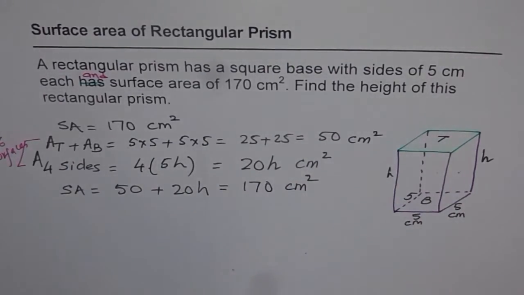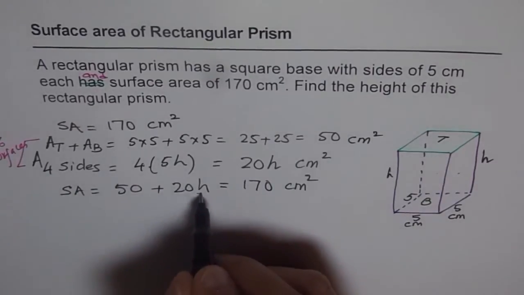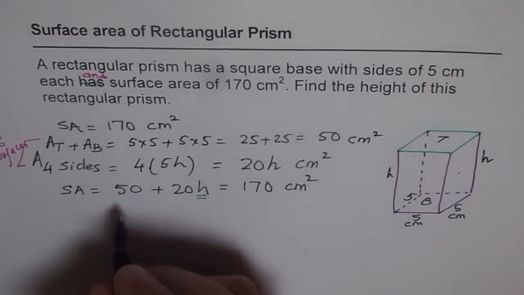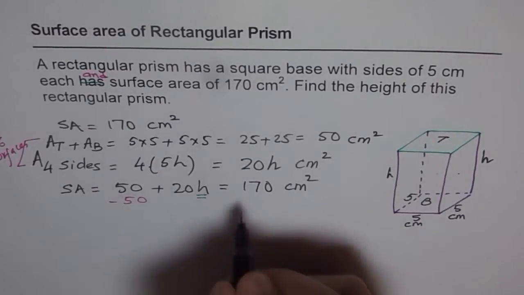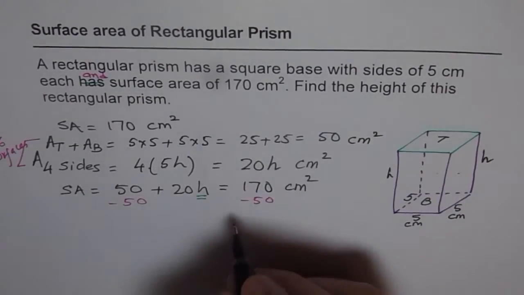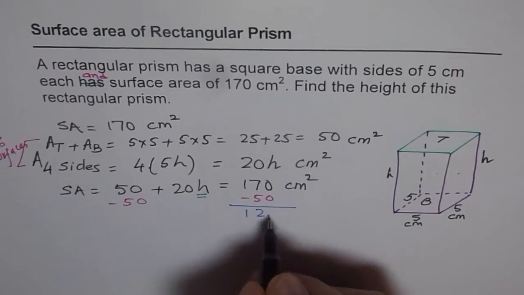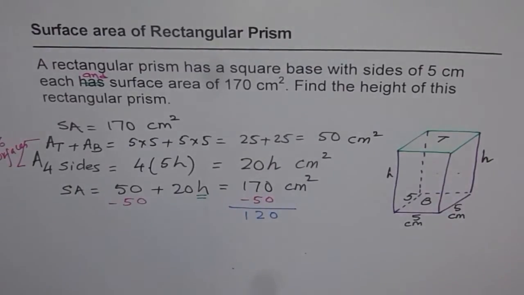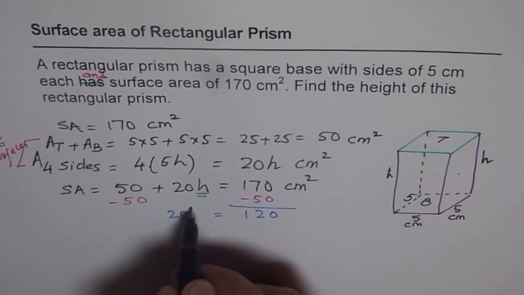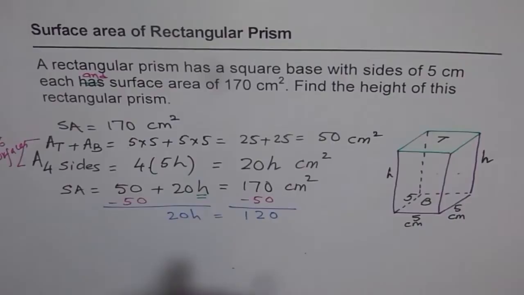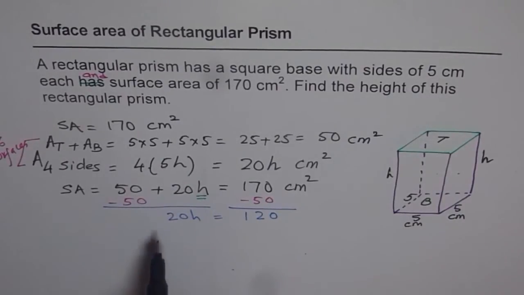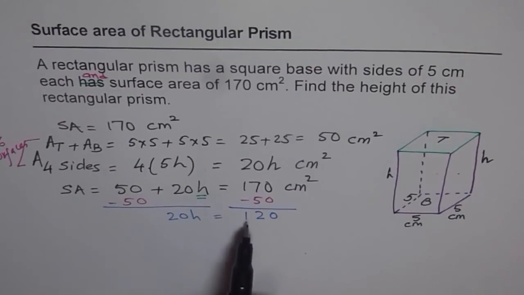Now from here, what do we need to find? We need to find the height. So that should not be difficult. Let's take away 50 first from each side. So minus 50, what do we get? We get 170 minus 50 is 120. So 120 is equal to 20h. When we do minus 50 both sides, it becomes 0 here and you're left with 20h. So you get 20 times height is 120.